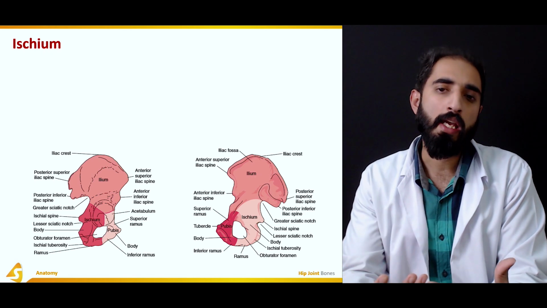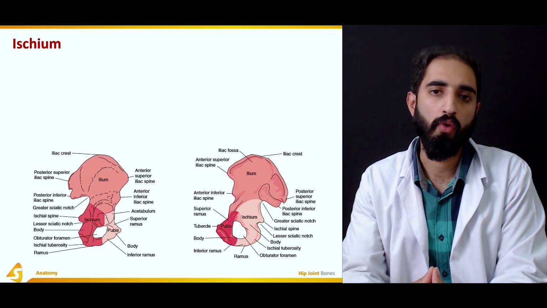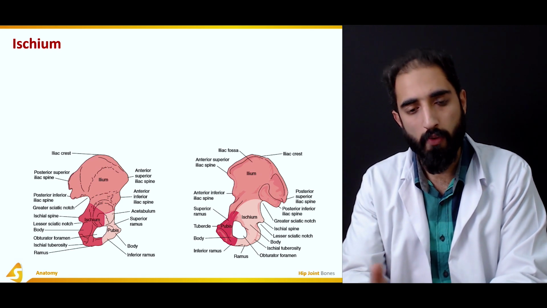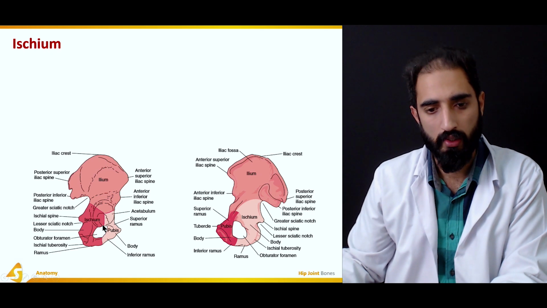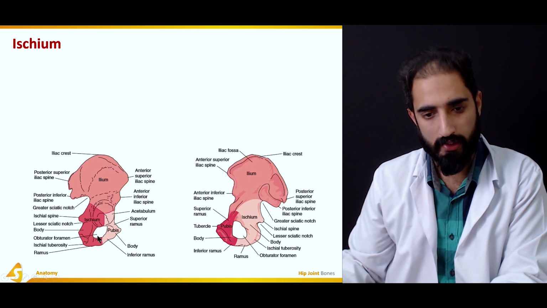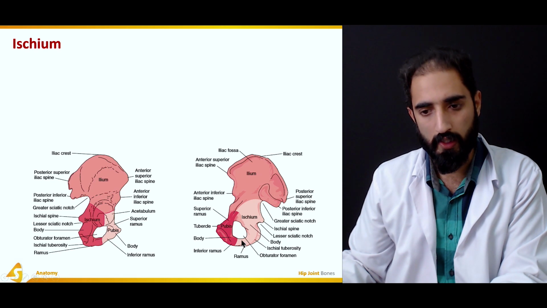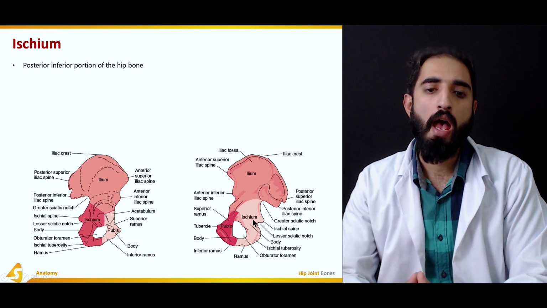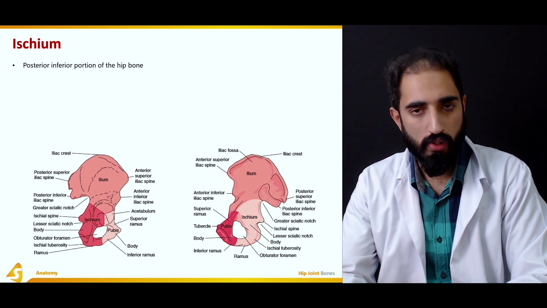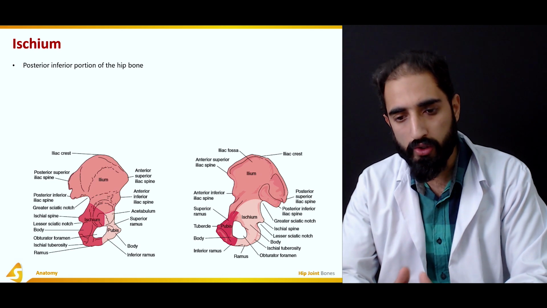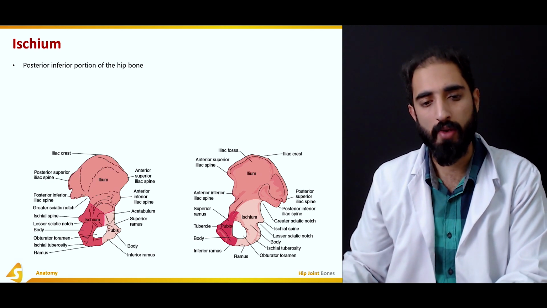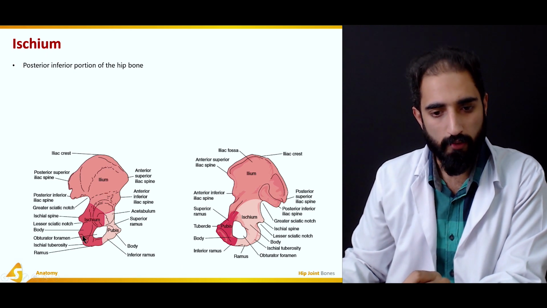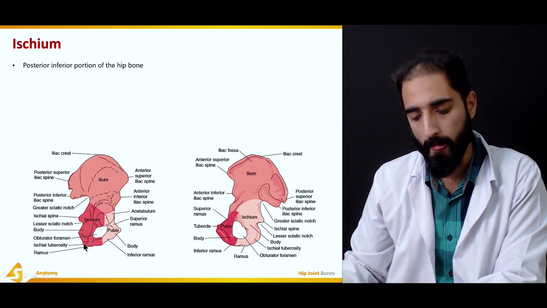Now, the second bone in the innominate bone, or the os coxa, that we already mentioned was the ischium, and it is located posteriorly, and here you can see it in this figure. So this here is the ischium. This is the lateral view, and here this is the ischium, and this is the medial view. In the ischium we have the posterior inferior portion of the hip bone, and we usually sit on our ischium, and the specific part of the ischium that we sit upon is known as the ischial tuberosity, which is located here.